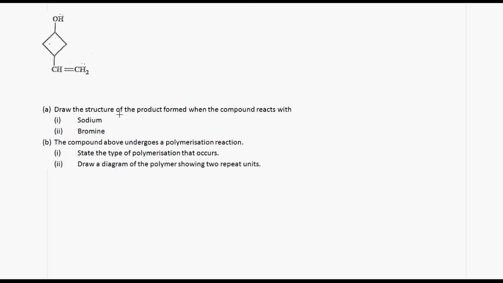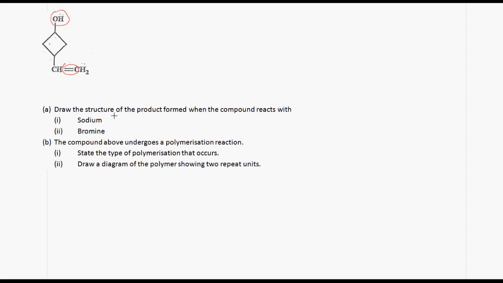Okay, in this question we have this compound, and the question asks, draw the structure of the product formed when the compound reacts with sodium and bromine. Now, whenever we are given a question like this, the first thing we need to do is to identify the functional groups present, because this is what determines how the molecule is going to react. So we have this group here, the OH group, which is an alcohol, and we see that we have a double bond. So therefore this is also an alkene group present.